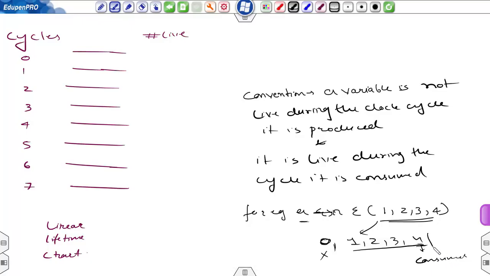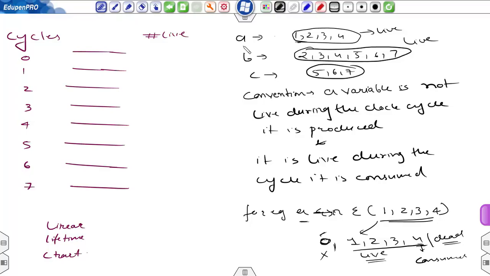So after that it is dead, and for this cycle it is live. So it is produced at 0th clock cycle. So variable A is live during cycles 1, 2, 3 and 4, so it is produced at 0th cycle. B is live during the cycles 2, 3, 4, 5, 6, 7, so it is produced at cycle 1, and C is produced at 4th cycle.